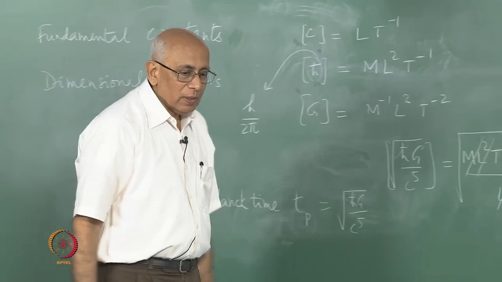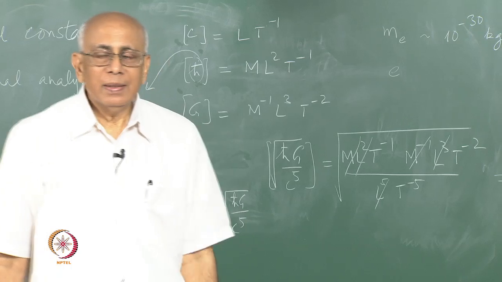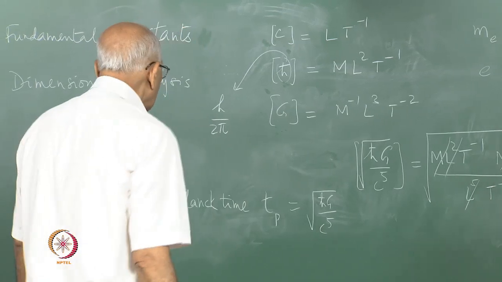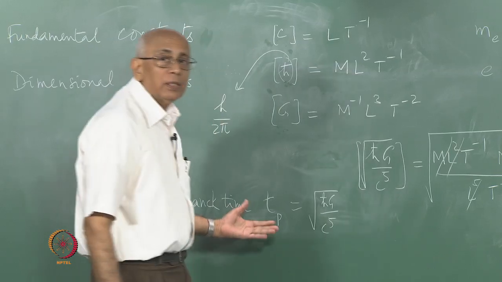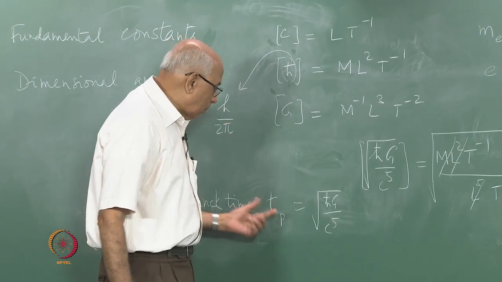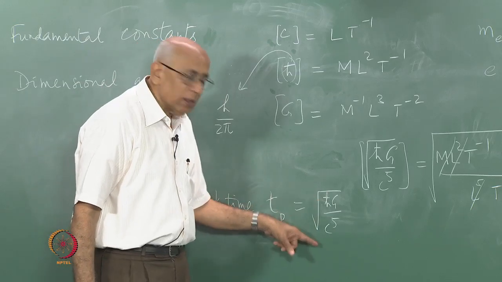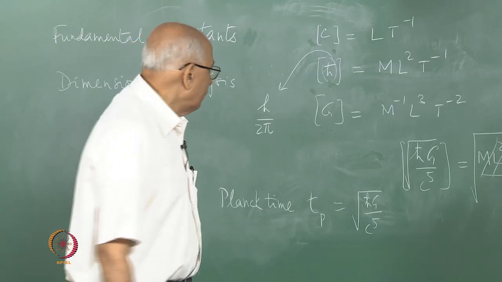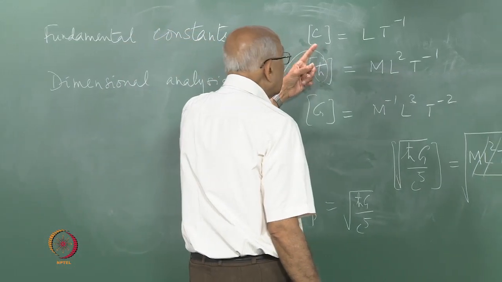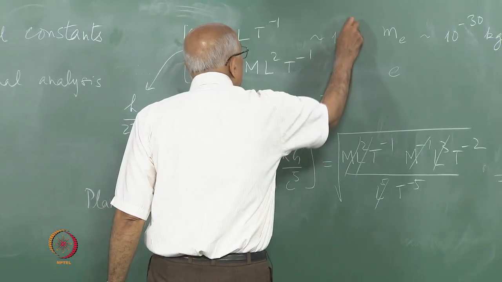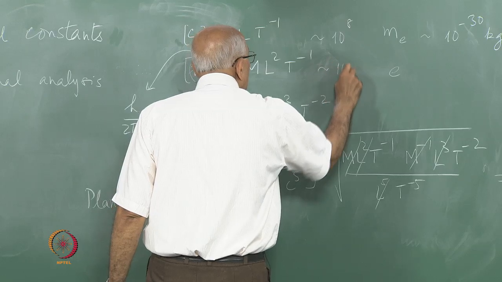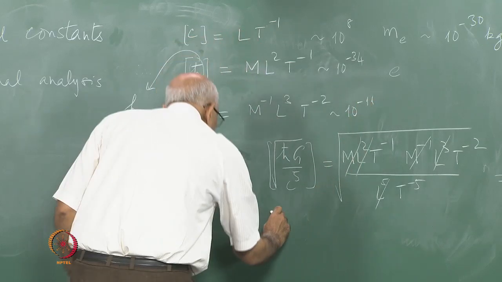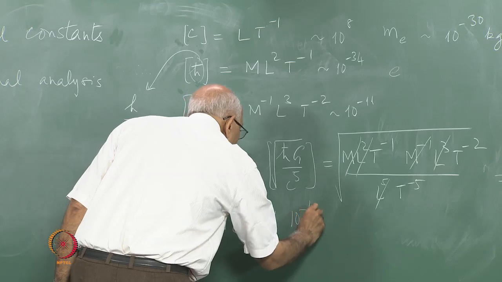So these three fundamental constants give us a natural combination which has the physical dimensions of a time, and it is a fundamental time in nature in some sense. It is called the Planck time, denoted by T sub p. Now it is interesting to ask, what is the numerical value of this quantity? Well, if you put in the figures we already have, c was of the order of 10 to the 8 meters per second, h cross was 10 to the minus 34, and G was 10 to the minus 11. Then you end up with something of the order of 10 to the minus 43 seconds.